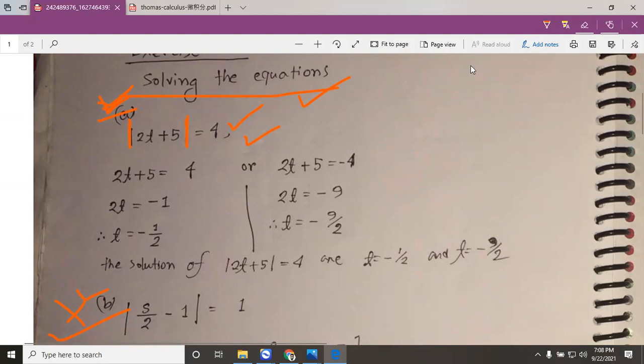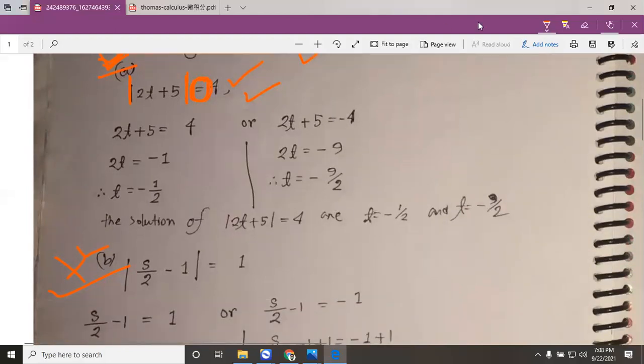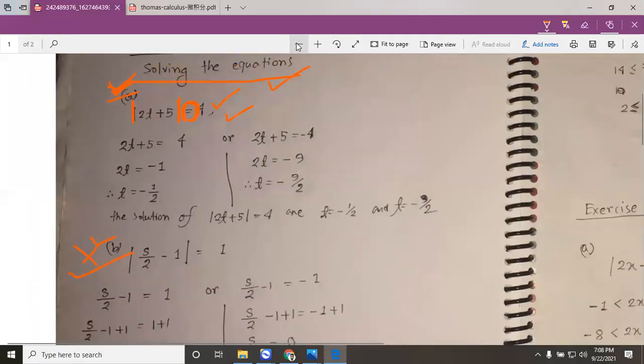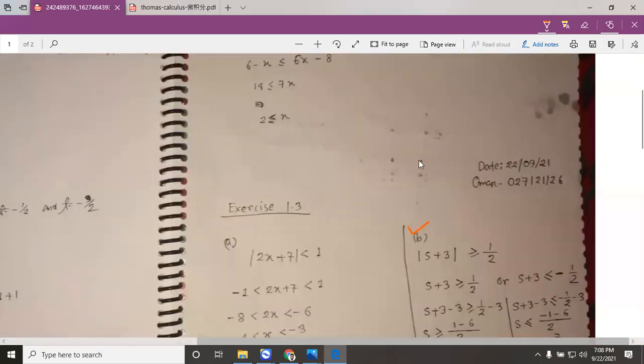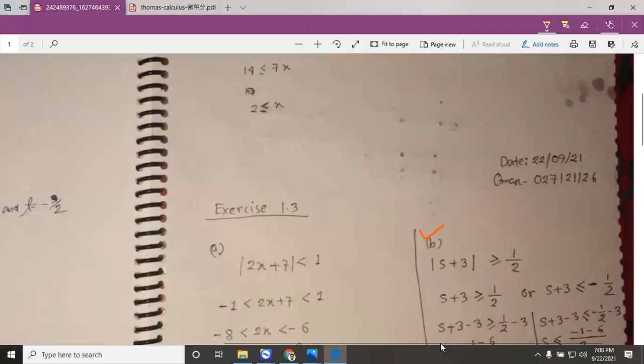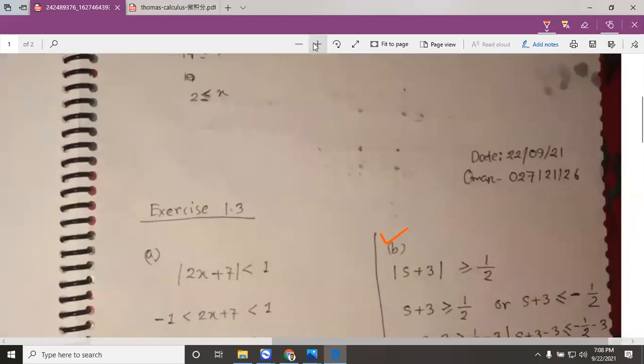Can you see? This is not an inequality. This is an equation, right? Yeah. So maybe we don't need the real line graph. Yes. Okay, so let's go to another example here on number B.